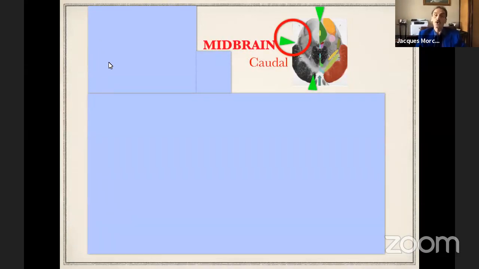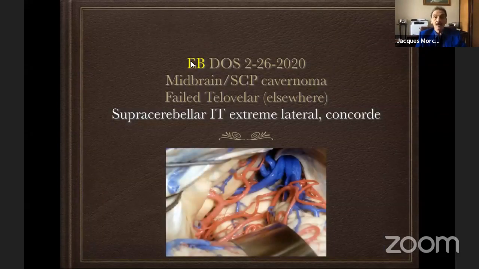Now an example of a caudal midbrain lesion. It's a midbrain superior cerebellar pontine cavernoma that was treated elsewhere through what I consider to be the wrong approach. I will show you why in a second. They did a telovelar approach, but only removed a small portion of the lesion. You will see why in a second. And I will show you a supracerebellar infratentorial extreme lateral approach. I don't use the sitting position. I don't think it's necessary at all. In general, I like the Concord position, and this is such a case.